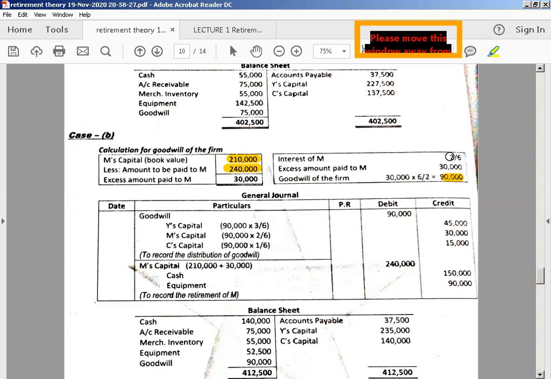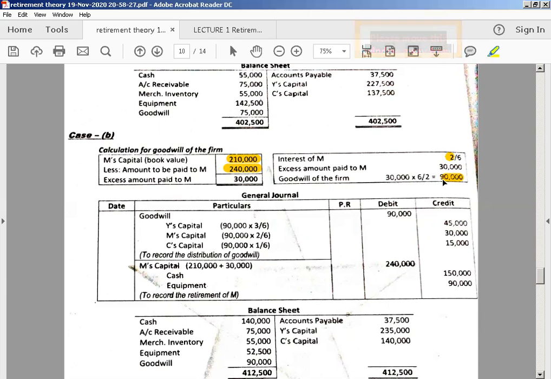Interest of M is 2. This is your interest of M, 2. The sum of ratio is 6. This is the interest for Mr. M. To calculate the total goodwill, we will apply the reciprocal of the interest of Mr. M. That is 6 divided by 2, 90,000.